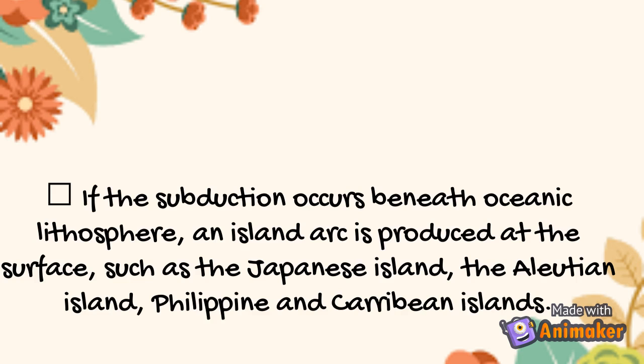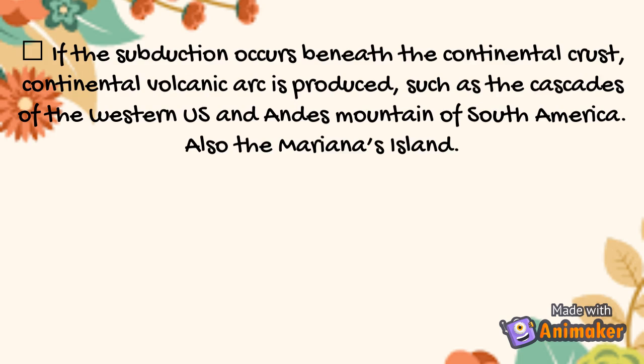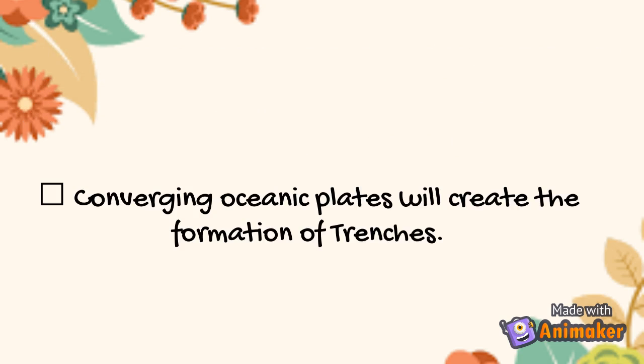If the subduction occurs beneath oceanic lithosphere, an island arc is produced at the surface, such as the Japanese island, the Aleutian Island, Philippine and Caribbean islands. If the subduction occurs beneath the continental crust, continental volcanic arc is produced, such as the Cascades of the Western US and Andes Mountain of South America, also the Marianas Island.